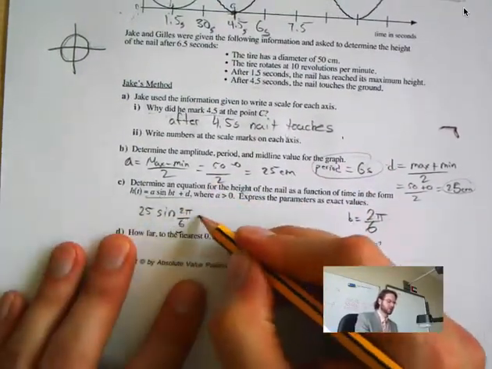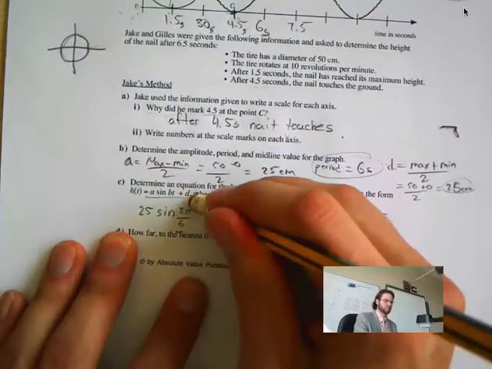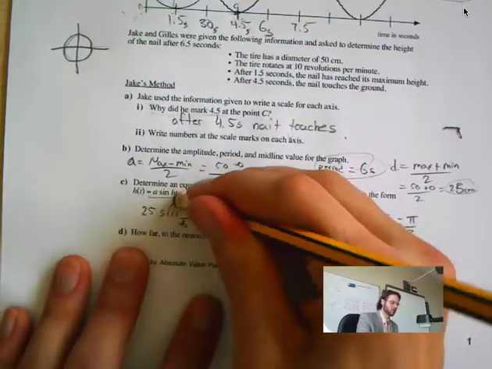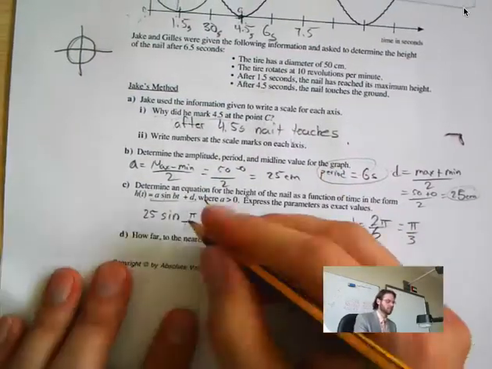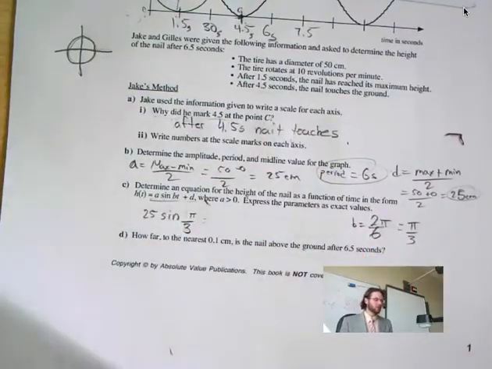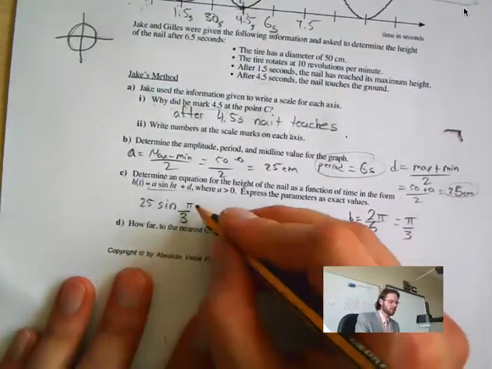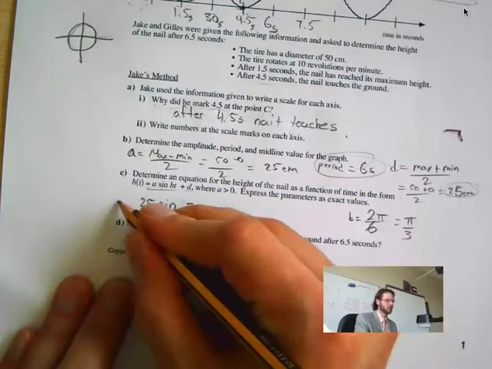2 pi over 6, which is the same as pi over 3. So I should replace that with pi over 3. Okay? Now, what do I want to do? We also need to add d, which is 25, plus 25, because that's my midline.